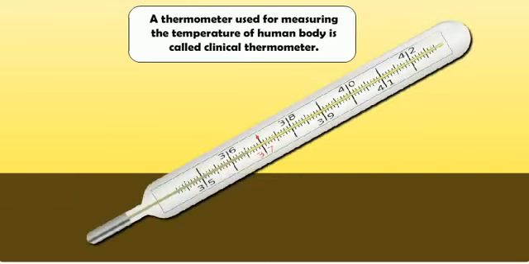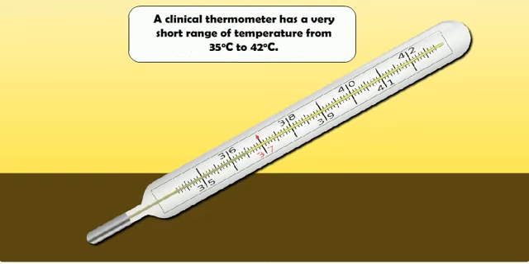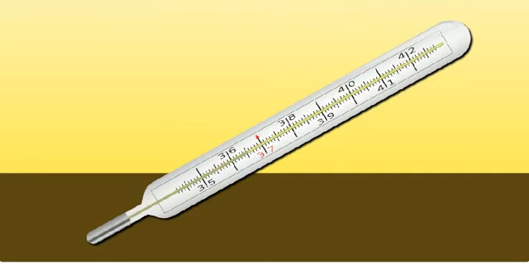Clinical thermometer. A thermometer used for measuring the temperature of the human body is called a clinical thermometer. A clinical thermometer has a very short range of temperature from 35 degrees Celsius to 42 degrees Celsius. A clinical thermometer has a kink in its glass tube on the tube side of the mercury thread.